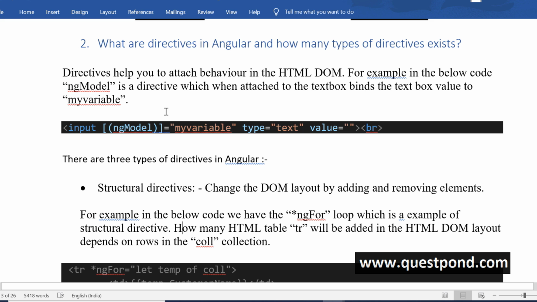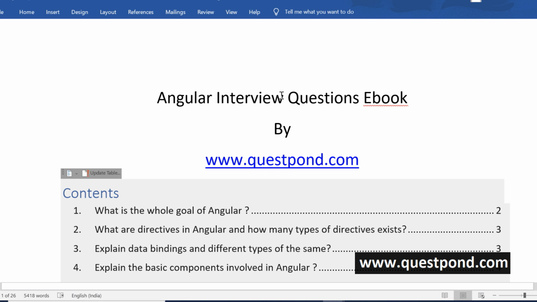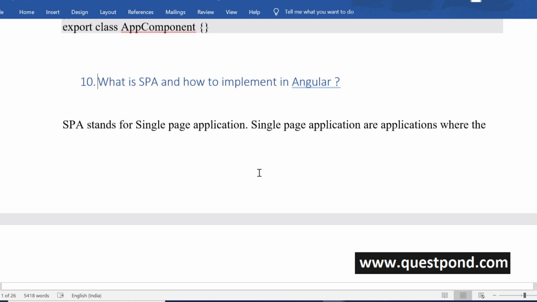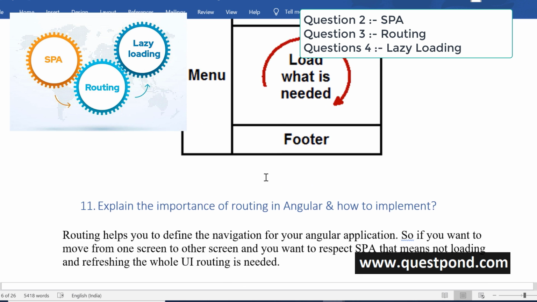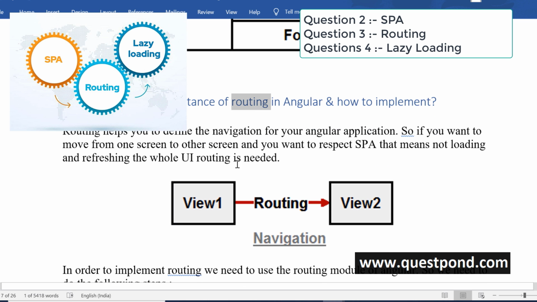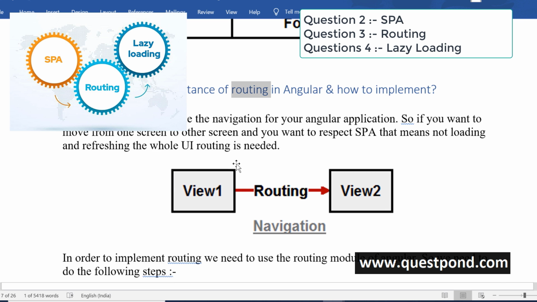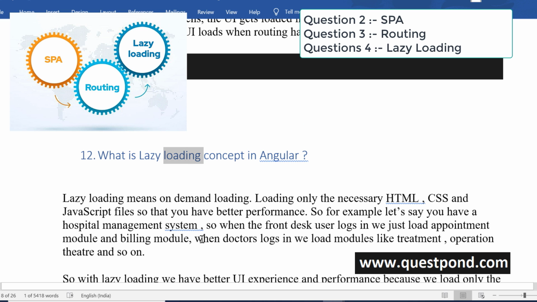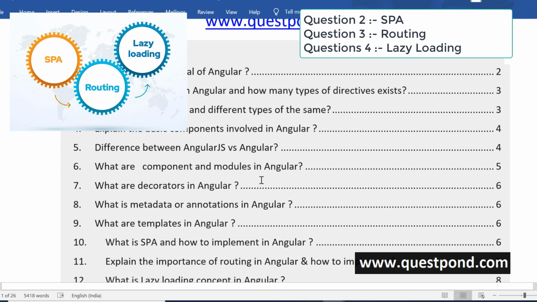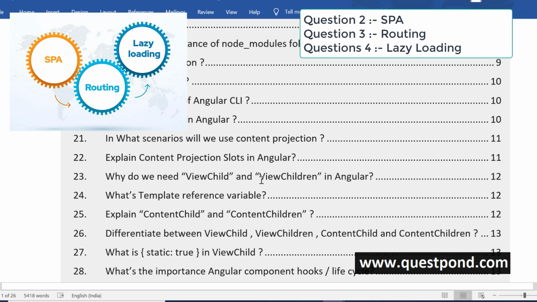So the first question, which I see very commonly in Angular interviews, is directives and the different types of directives. The second one is single page application. What is a single page application? Around it, a related question comes up: routing, because by using routing you can implement a single page application in Angular. And as soon as you say routing, there is one more connected question, which is lazy loading. So the three connected questions are single page application, routing, and lazy loading. These are very common in Angular interviews.